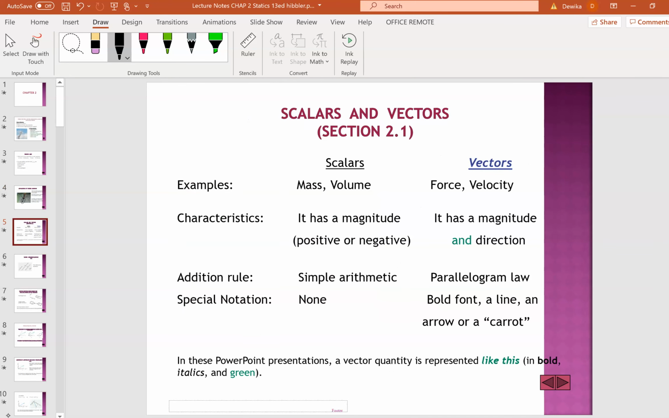What is the difference between scalar and vector? Scalar examples are mass and volume; vector examples are force and velocity. Scalars only have magnitude, whereas vectors have magnitude and direction. The addition rule for scalars is simple arithmetic, whereas vectors cannot simply be added like that. You need to use the parallelogram method or vector calculations. Let's look at the next slide.